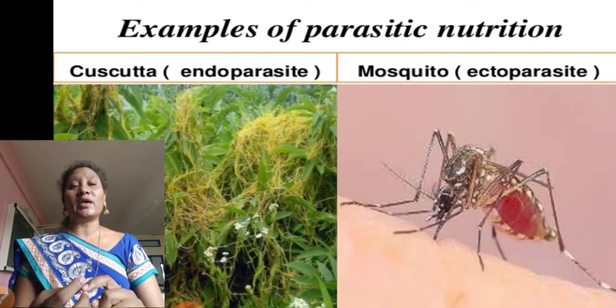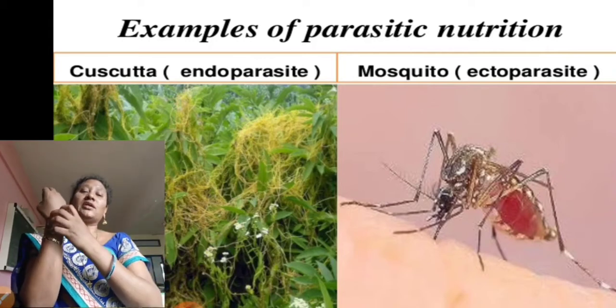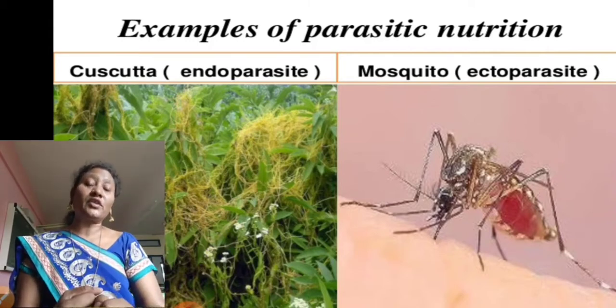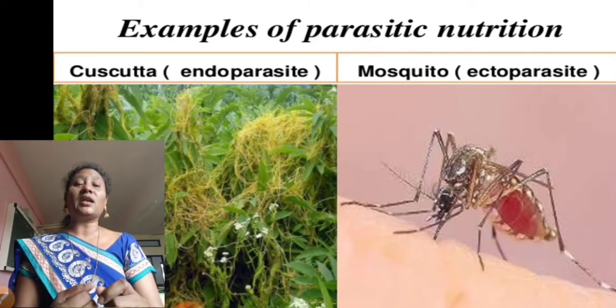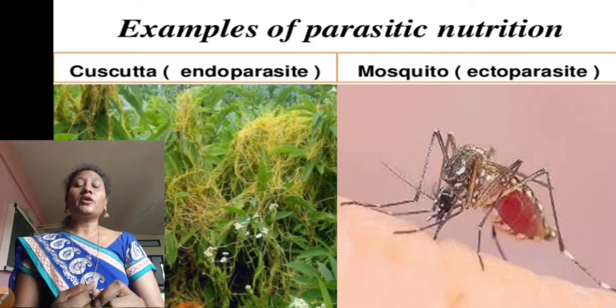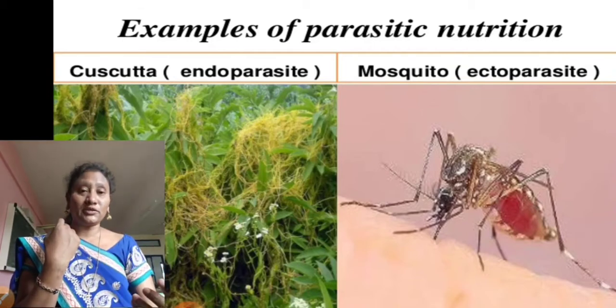Cuscuta, it is an endoparasite. Endoparasite means it entwines to the plant, the roots. The cuscuta is a plant which does not have chlorophyll. So you can see the white color thread-like structures. They are the cuscuta plants. So they attach to the green plants. As they don't have chlorophyll, they cannot prepare the food substance.